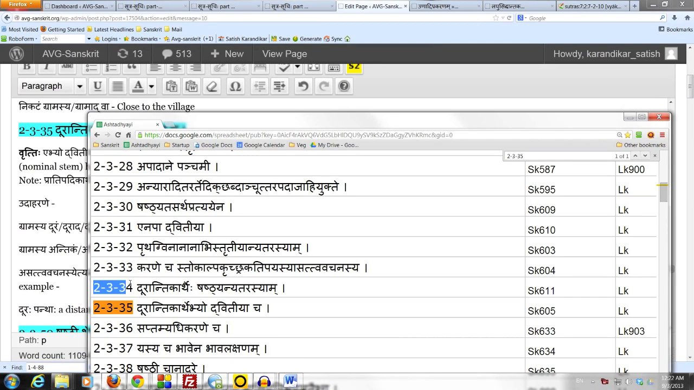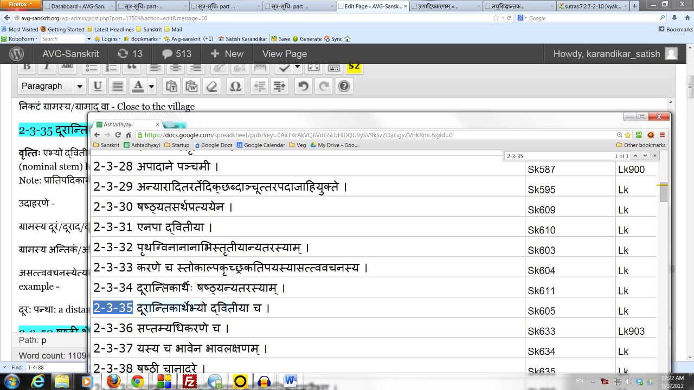We just studied the Sutram 2.3.34, which says Durantikarthaihi Shashthyanyatarasyaam. Let us now take the next Sutram in the Ashtadhyayi order. This Sutram says Durantikarthebhyo Dvitiyacha. This one is 2.3.35.